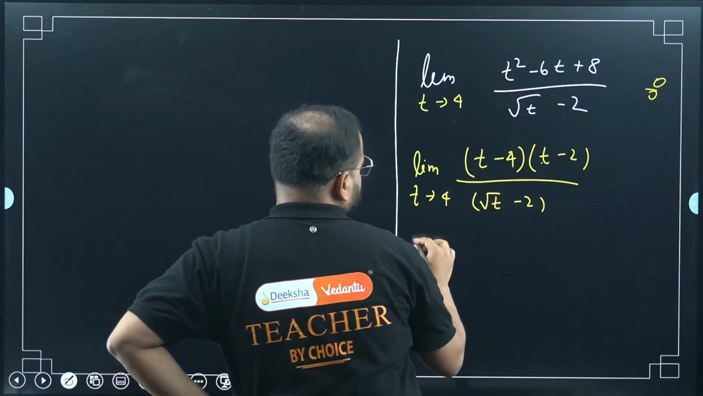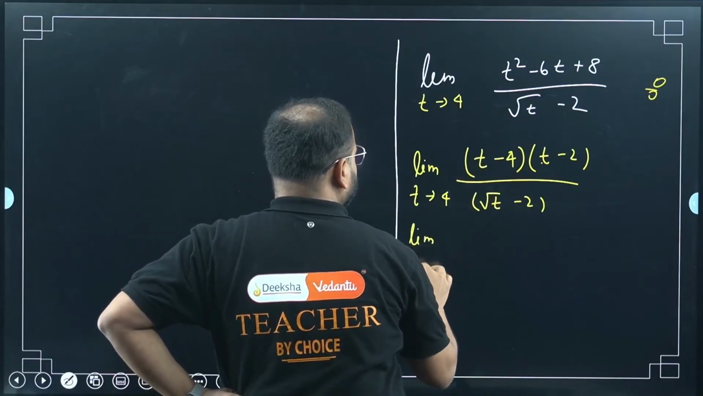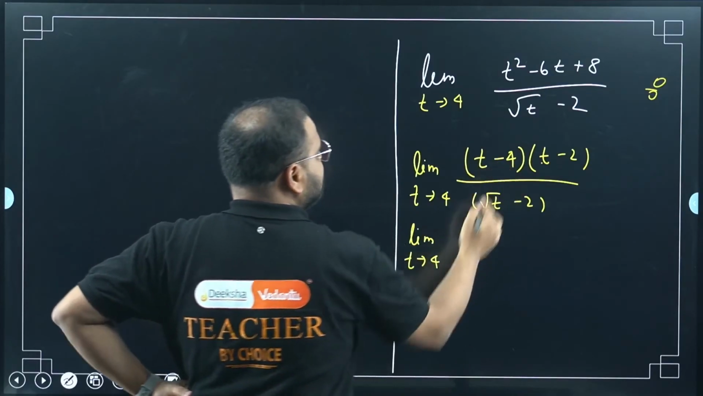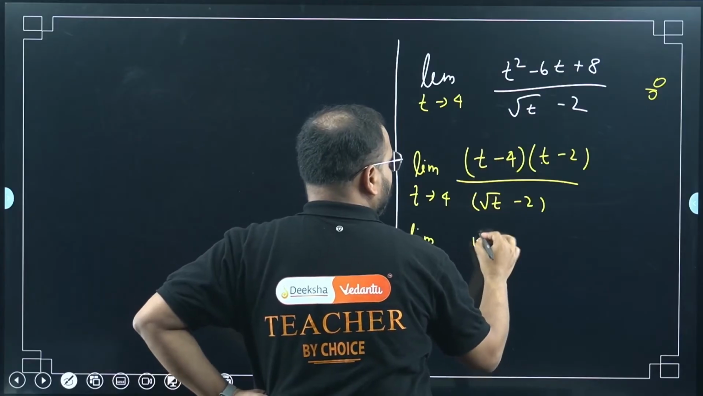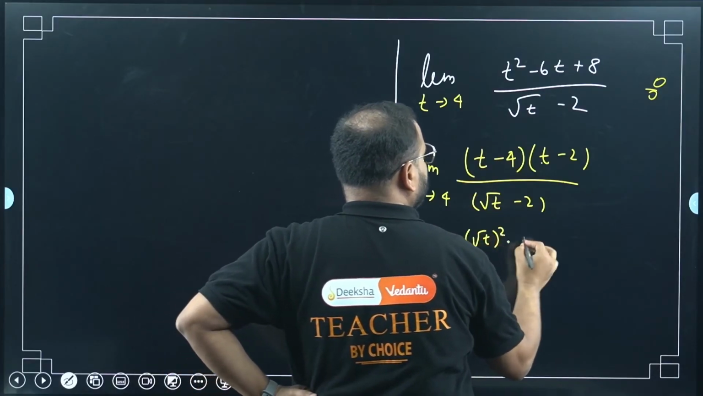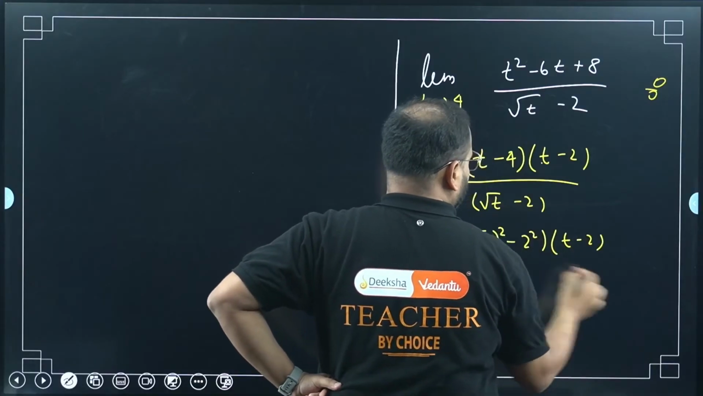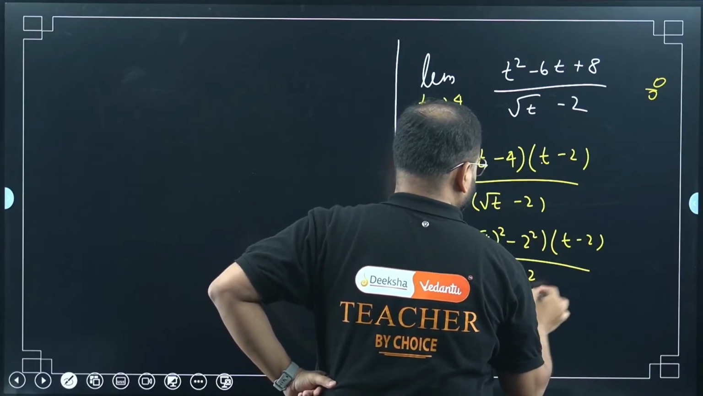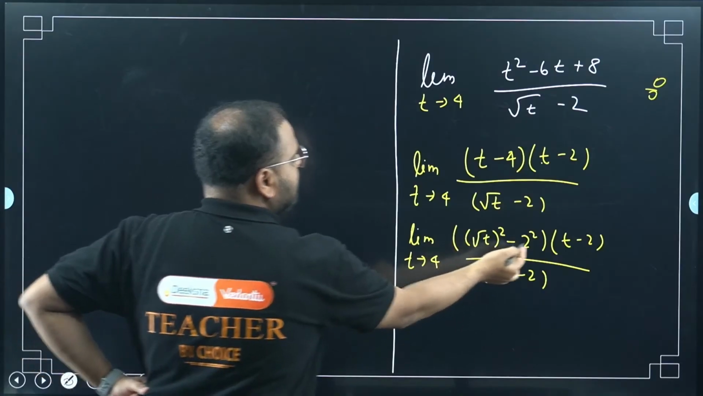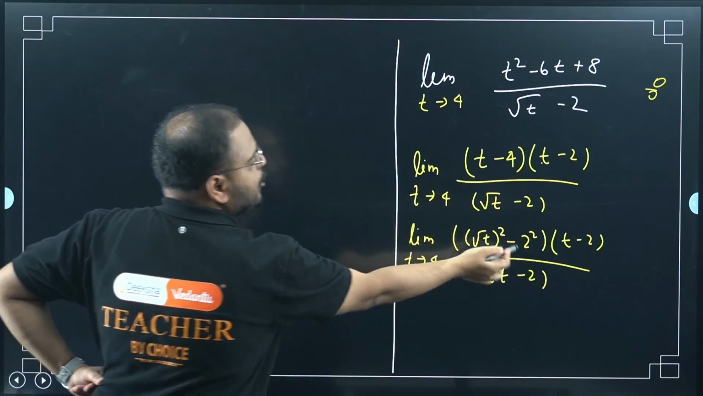Let's simplify further. Please check. I can write this as root t square minus 2 square, and this as t minus 2 upon root t minus 2. I can write this as a square minus b square. Root t square is t, 2 square is 4.